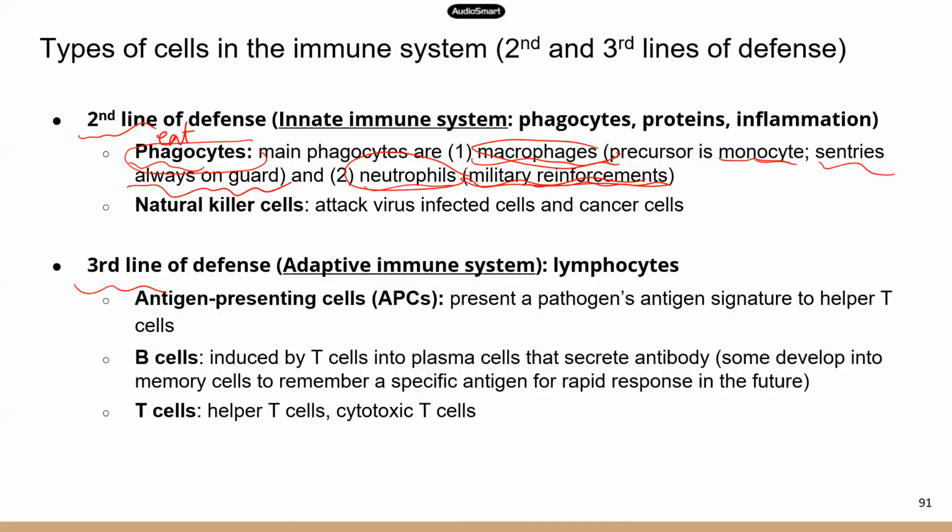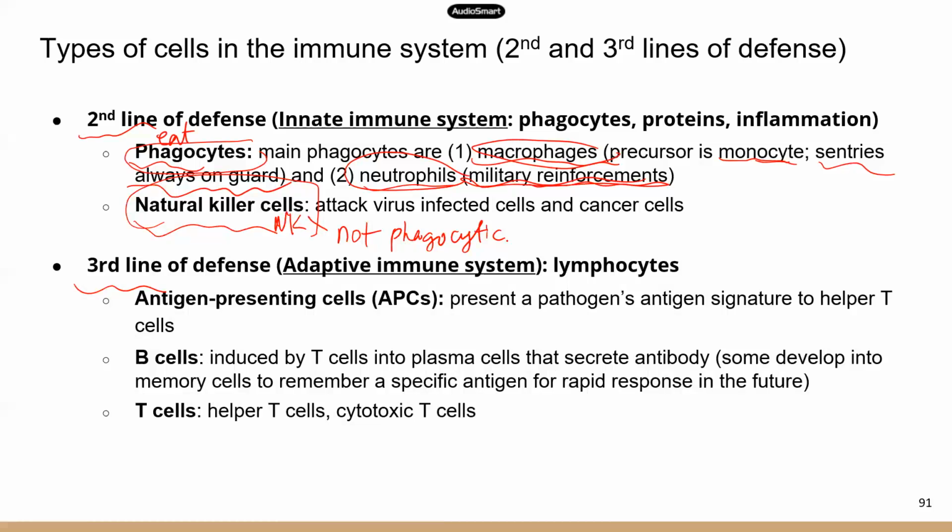Now, for the second line of defense, we also have these natural killer cells. The NK cells are very different from the phagocytes because the phagocytes will engulf a lot of things, really a variety of things. It could be a bacterium, right? It could be viral particles that are outside the cell. It could be worn out cells, damaged cells. So they really do eat a lot of things. But natural killer cells are different because they do not eat other things. They are not phagocytic. They cannot engulf or swallow anything.